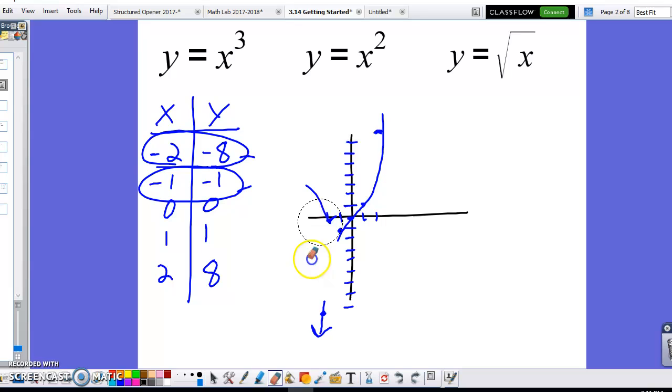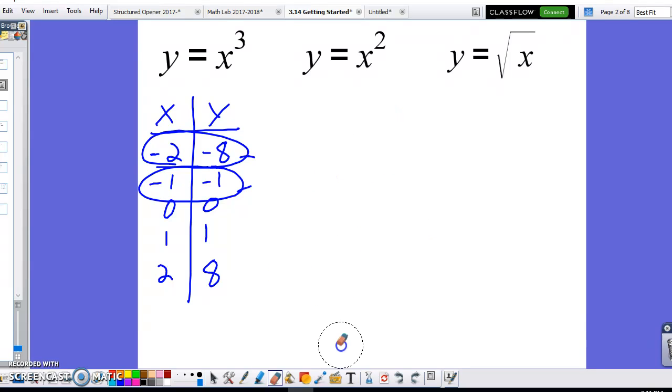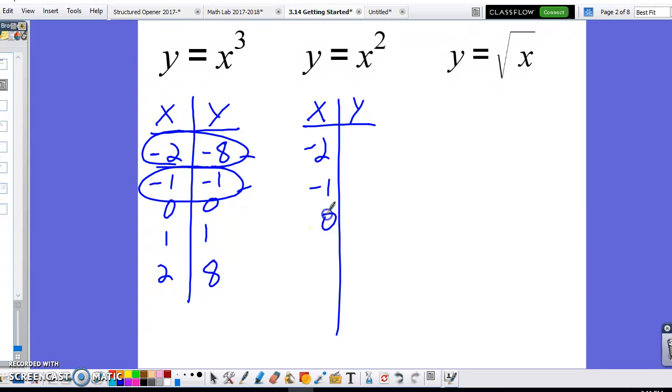So let's talk real quick about two other graphs, and these aren't the only two, but just as an example. Want to remind you of the exponent rules here. The 3 meant I multiply each x value by itself 3 times. So 2 means to multiply it by itself twice.